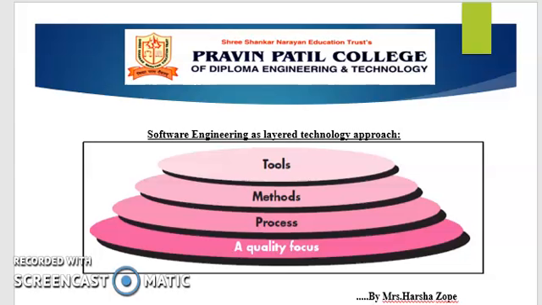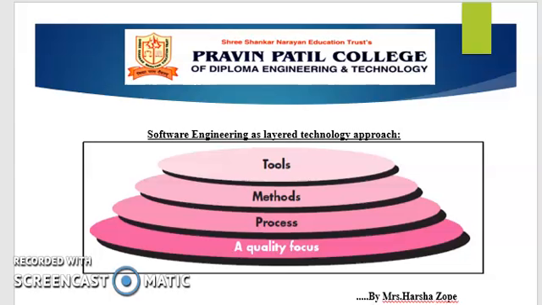Then the third layer is the method layer. Software engineering methods provide the technical how-to for building software. These methods encompass a broad array of tasks that include communication, requirement analysis, design modeling, program construction, testing and support.